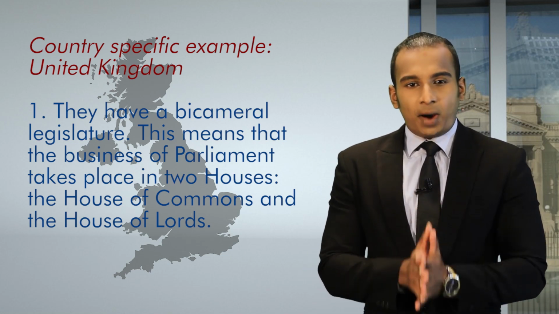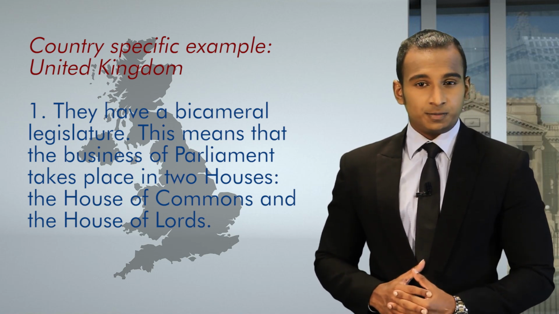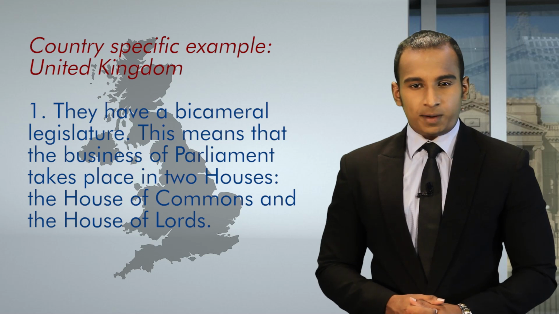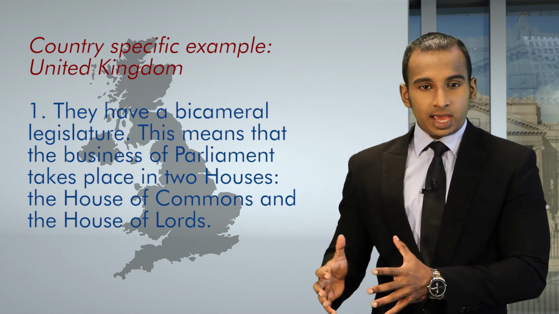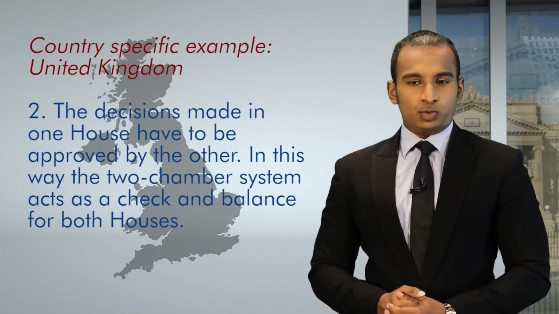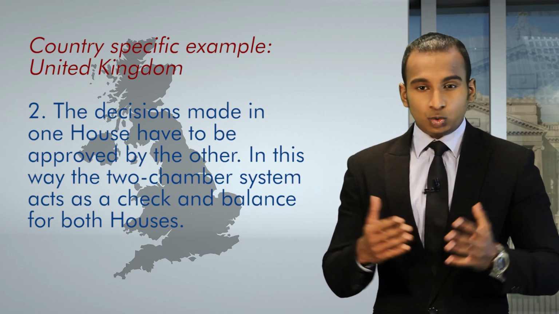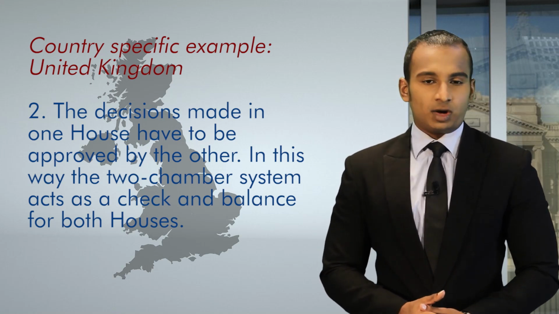Let's take a look at some country-specific examples of parliamentary systems, chief being the United Kingdom. They have a bicameral legislature. What is meant by bicameral legislature? This means that the business of Parliament takes place in 2 houses, the House of Commons and the House of Lords. The decisions made in one house have to be approved by the other. In this way, the 2-chamber system acts as checks and balances for both houses.